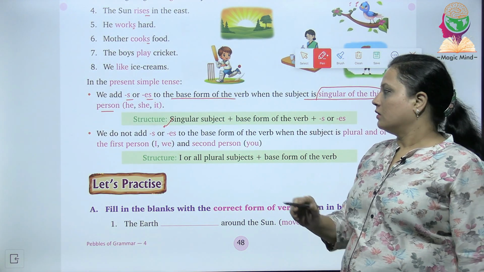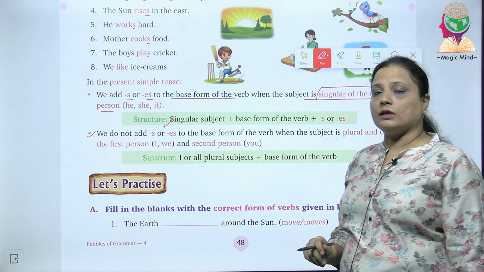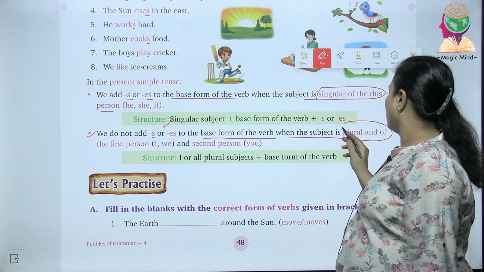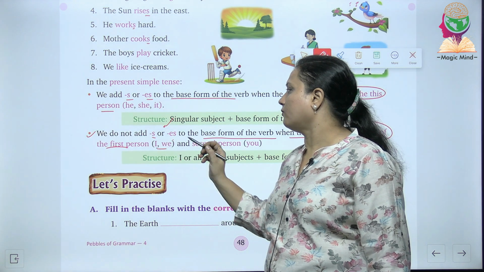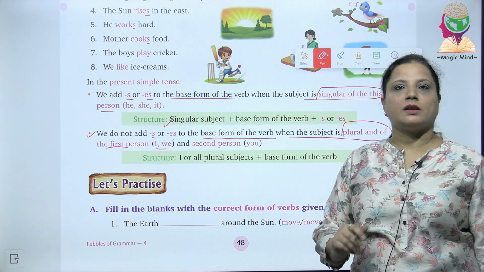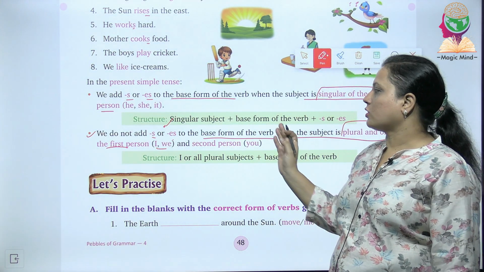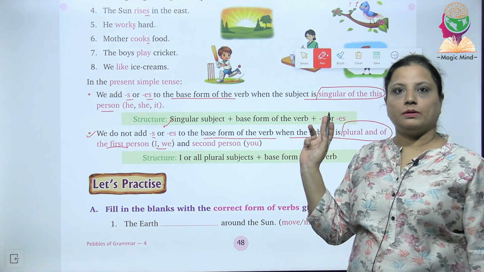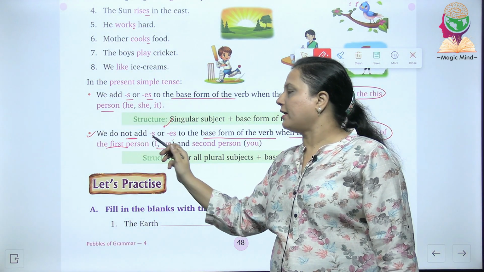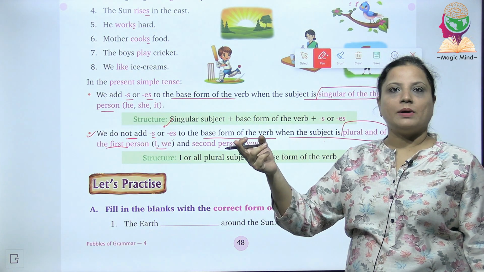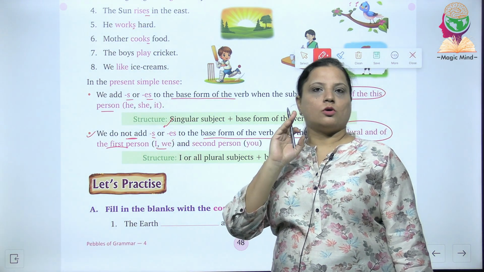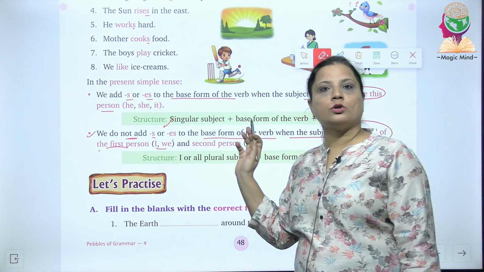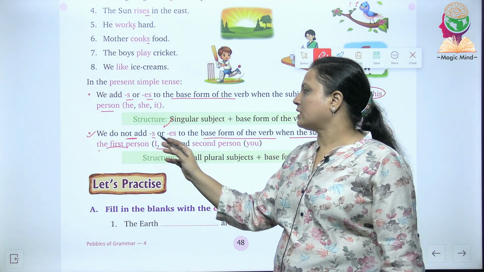Then in the next rule they are saying that we do not add S or ES to the base form of the verb when the subject is plural and of the first person, I or we. यानी कि जब हम किसी फर्स्ट पर्सन यानी कि I और we की बात करें, and we are talking about I and we in the sentence, or we are talking about the plural people, plural noun, then we will not add S or ES. S और ES तब हम ऐड करेंगे जब सिंगुलर पर्सन होगा या फिर सिंगुलर प्रोनाउन we are talking about he, she, it. फर्स्ट पर्सन I, we और प्लूरल के साथ we do not use S or ES.